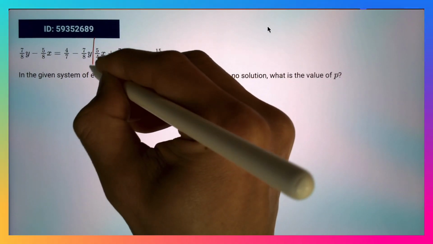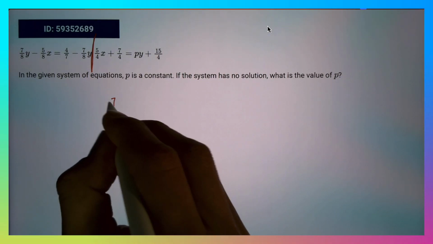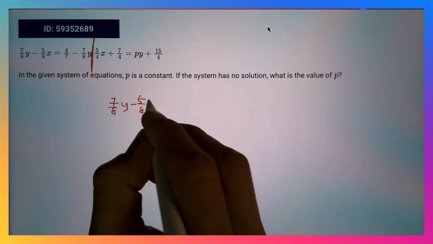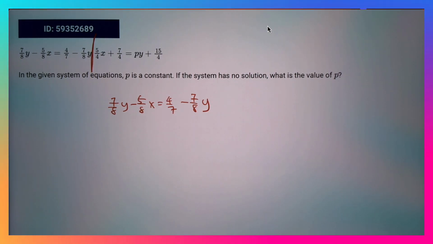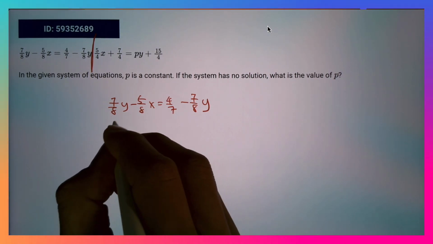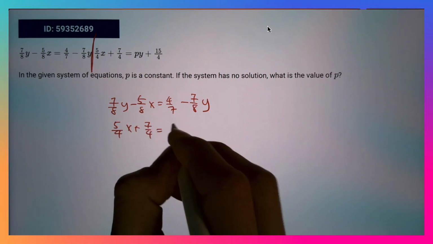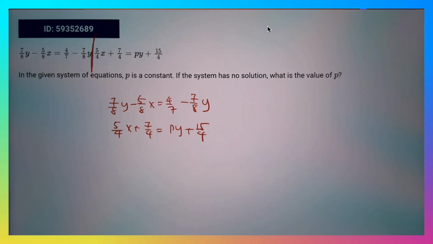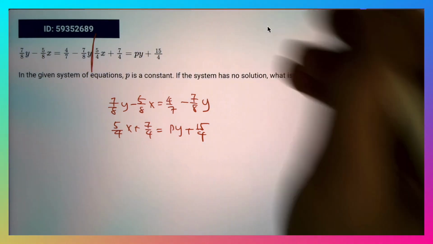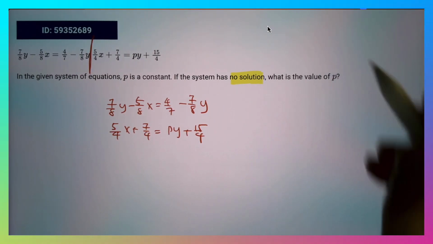I'm pretty sure based on the structure, that should be the two separate equations. We have 7 over 8y minus 5 over 8x equals 4 over 7 minus 7 over 8y. Okay, so that's one equation. And we should expect another one: 5 over 4x plus 7 over 4 equals py plus 15 over 4. So in the given system of equations, p is constant. If the system has no solution, just like last problem, what is the value of p?